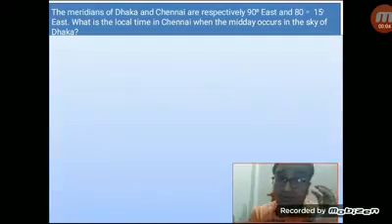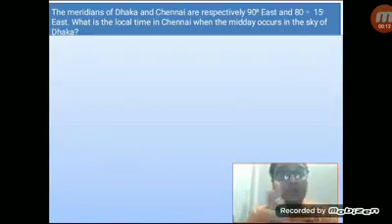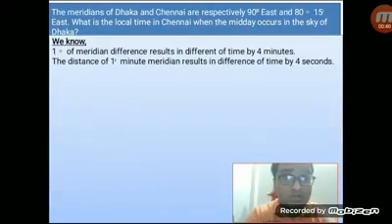Dear students, now I'm going to describe a mathematical problem. At first, I'm going to read out this problem. The meridians of Dhaka and Chennai are respectively 90° east and 80° 15' east. What is the local time in Chennai when midday occurs in the sky of Dhaka? So this problem demands that we find the local time of Chennai. Here we have to use the formula to find the local time of a place. So at first you have to write down this formula.